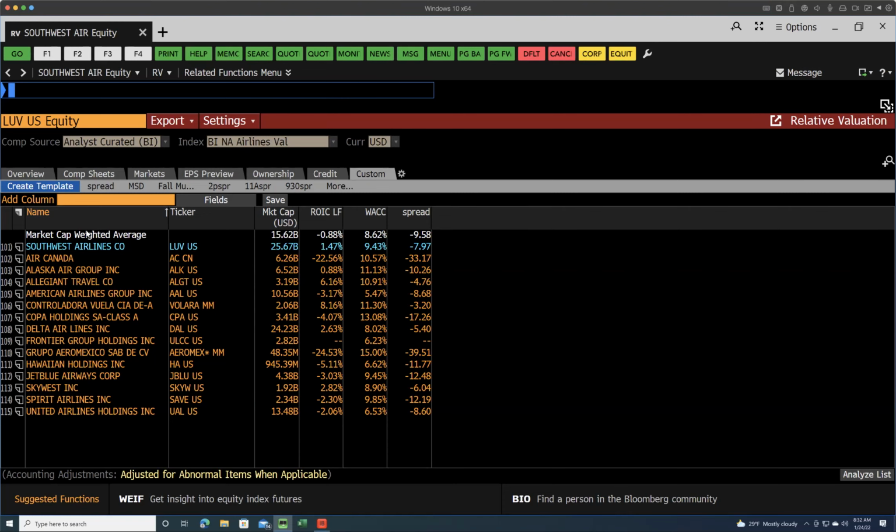No. Because it has a negative spread. And the answer to the question would be because the WACC is 8.62 and the ROIC is negative 0.88, and therefore this industry has a negative spread and therefore it's not creating value. What about Southwest? How are they doing? They're doing relatively better than the industry. Correct. But are they creating value? No. Is there anybody in this list creating value? No. That's my point. Industry matters.